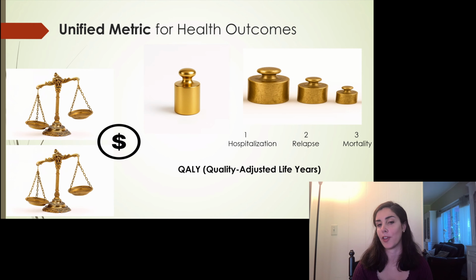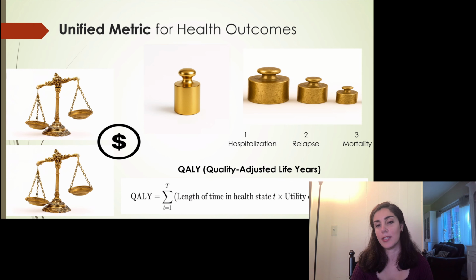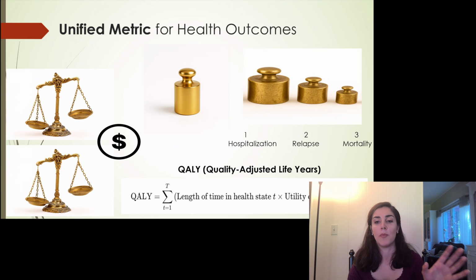quality adjusted life years. It's a metric whose formula is length of time in each health state multiplied by the utility of the health state. And the utility of a health state is a universal scale between 0 and 1, where 1 is for perfect health, and 0 is for people who are going into the deceased compartment.